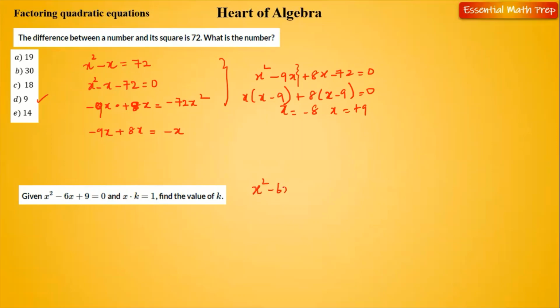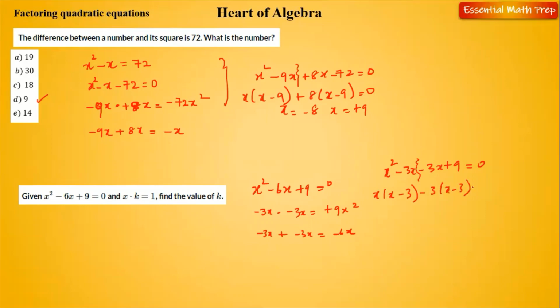x squared minus 6x plus 9 equals 0. If you take negative 3x times negative 3x, then you get plus 9x squared. But when you add the two, then you get negative 6x, right? So it'll be x squared minus 3x minus 3x plus 9 equals 0. If you split this right here, and take x as a common factor on the first part and negative 3 as a common factor in the second, then that'll lead us to x minus 3 times x minus 3 equals 0.